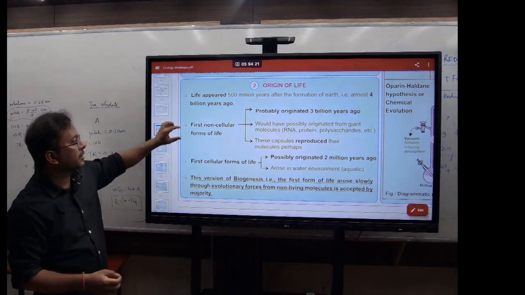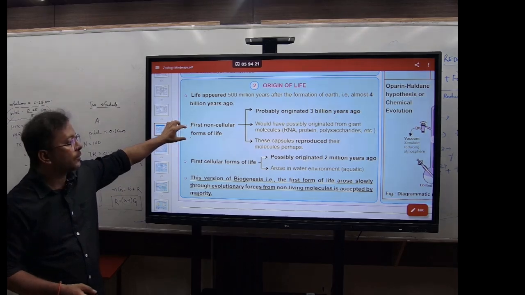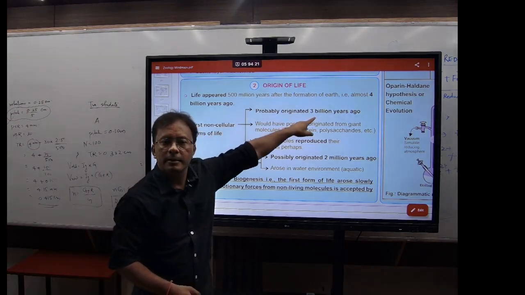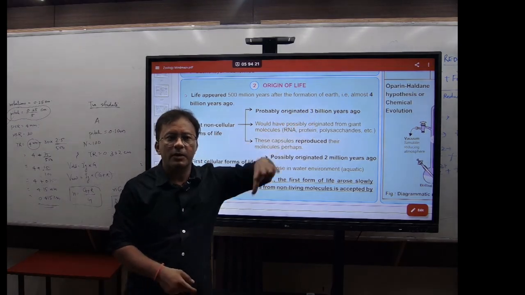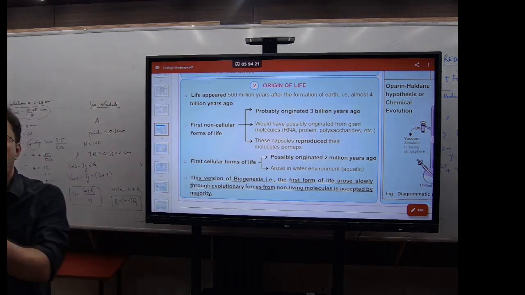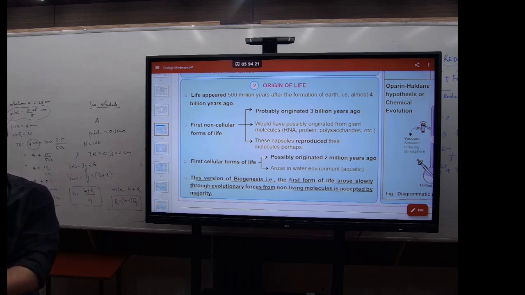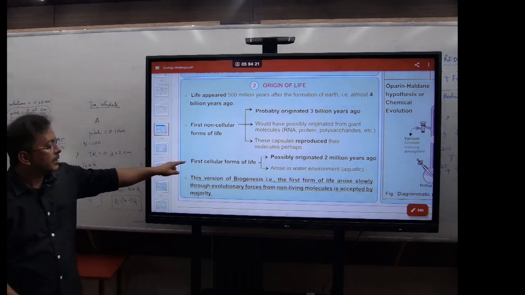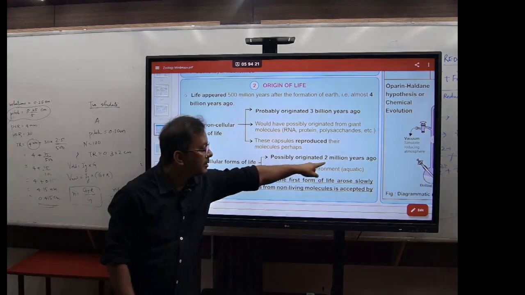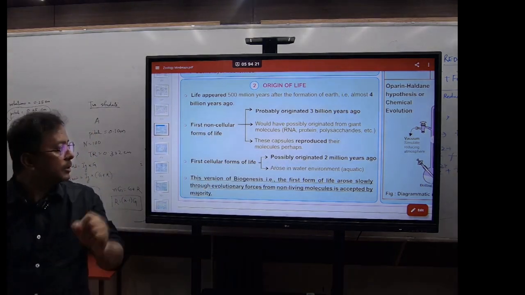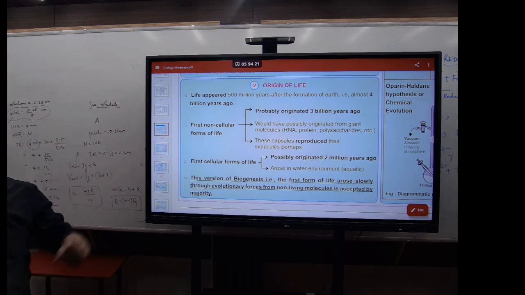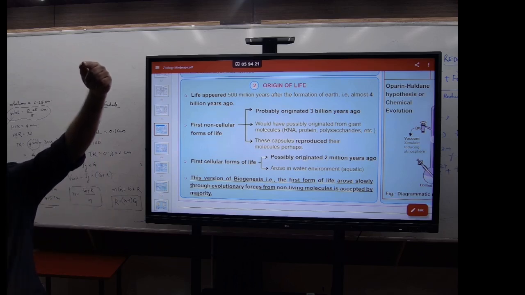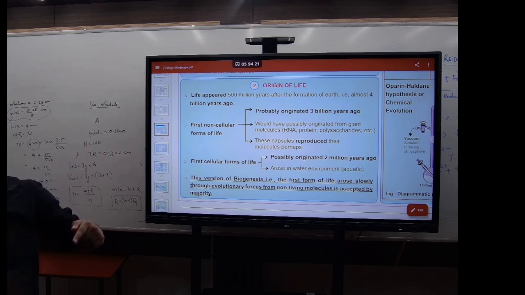And the first non-cellular forms of life originated 3 billion years ago. Non-cellular forms of life means molecules were actually combining together. They were acquiring the property of replication. But actual cellular forms of life originated how many years ago? It's 2 billion years ago. It's a mistake, it's 2 billion years ago. The first non-cellular forms of life, 3 billion years ago. The first cellular forms of life, 2 billion years ago. Very important, guys.